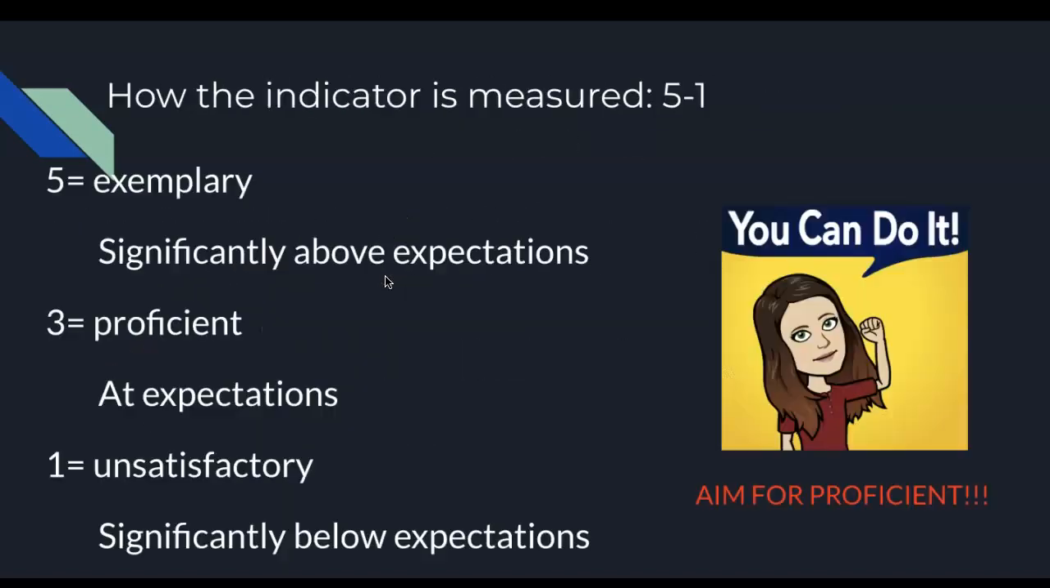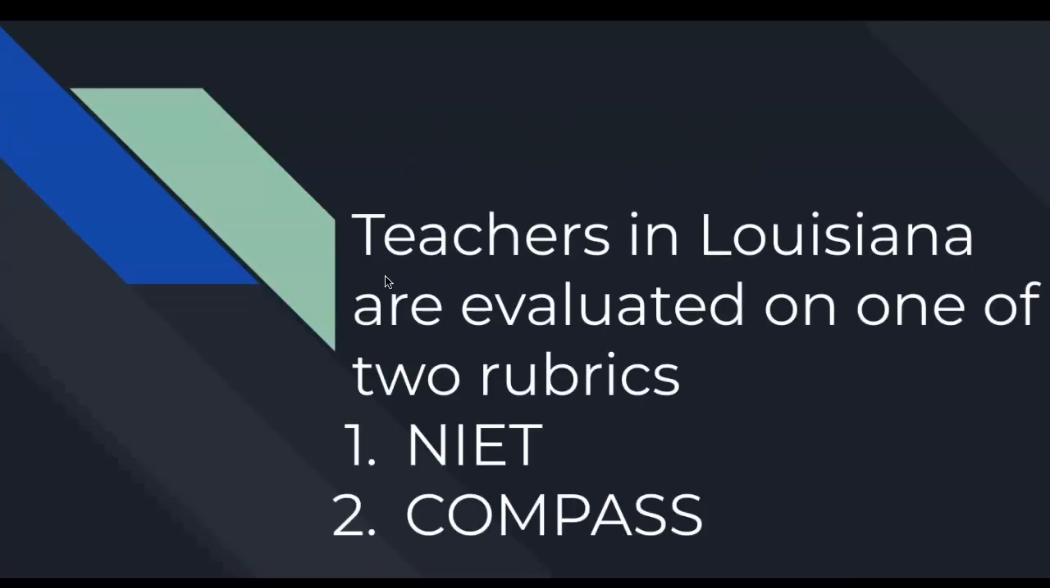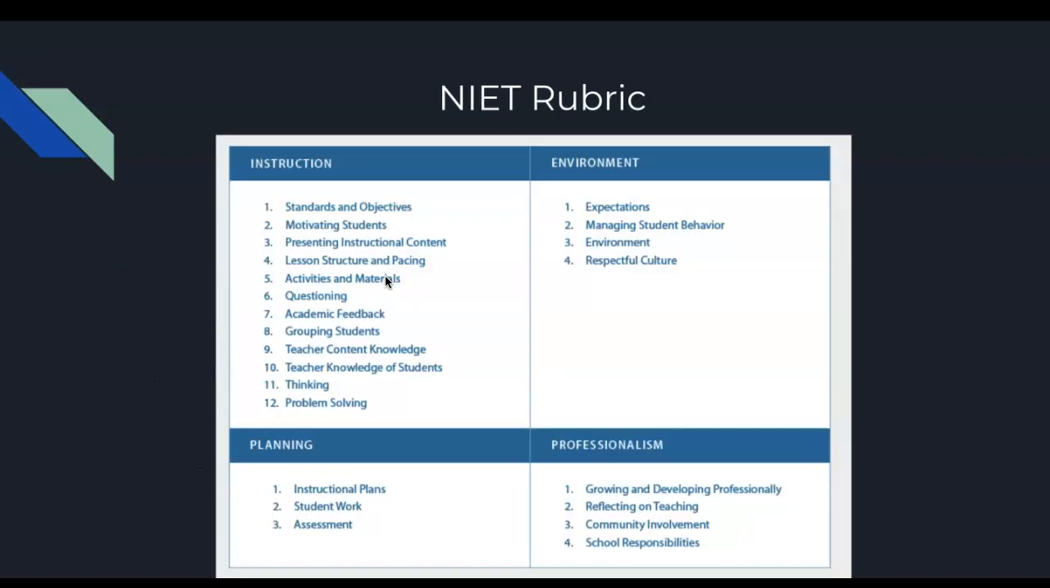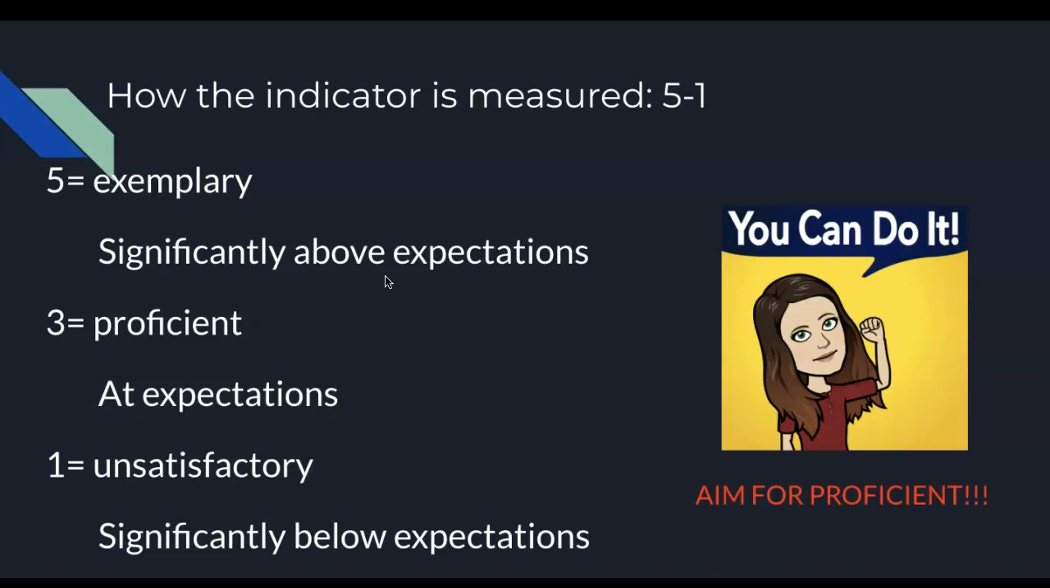Okay, so let's go back and just kind of sum this up. What I wanted to do here was show you that there are 2 rubrics that you possibly can be evaluated on as a Louisiana teacher. I wanted to show you that the NIET rubric has 4 very broad areas that are evaluated: instruction, environment, planning, and professionalism. These are measured at 1 to 5, and even though we all want to aim for that 5, as a resident, you're really aiming for that 3. You're aiming for that proficient.